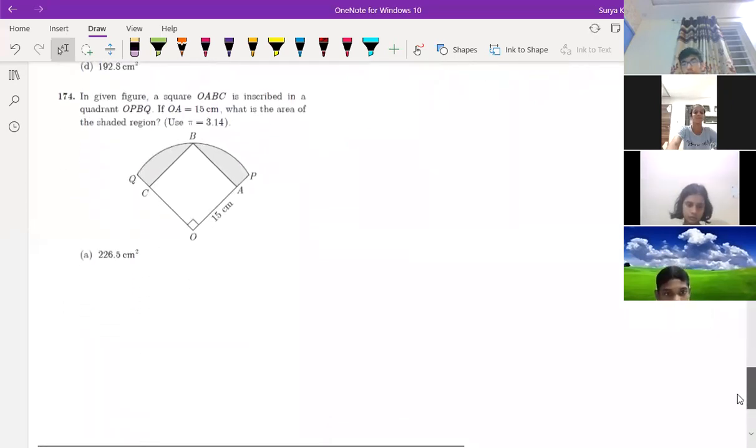You can see the question over here and tell me how to do. In the given figure, a square OABC is inscribed in a quadrant. Quadrant means this is a quarter part of the circle. In the quarter part of the circle, the square is there. OA is 15. So all the sides of this square are 15 only. So what is the area of the shaded region? Tell me, Chanchal, how to find this? Don't tell me the answer first. Tell me how to solve.